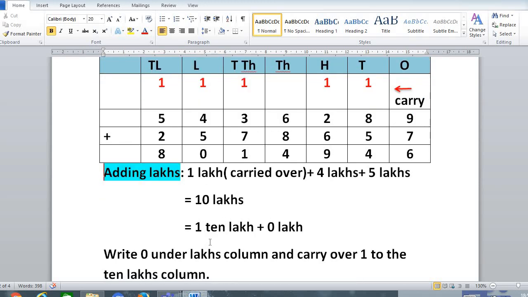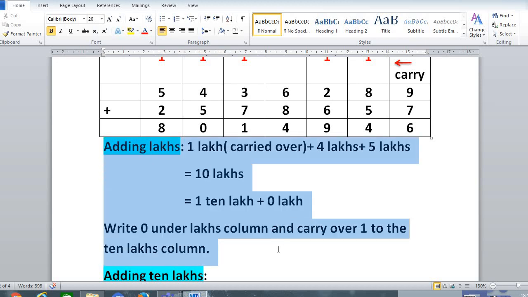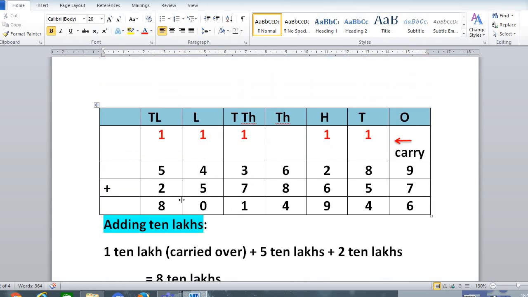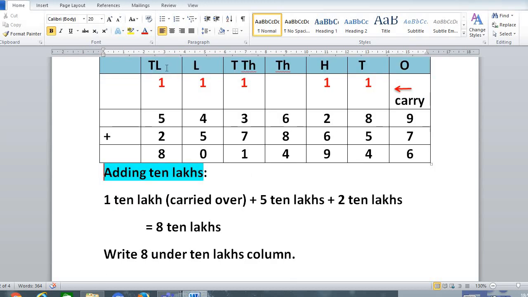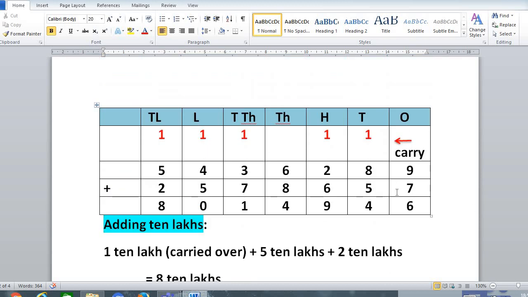We can write 10 lakhs like this. 10 lakhs means 1 ten lakh plus 0 lakh. So this 0 lakh, we write under the lakhs column, and this 1 ten lakh we carry over to the next column, that is the ten lakhs column. So now look at the ten lakhs column. This 1 ten lakh, that is carried over, plus 5 ten lakh plus 2 ten lakh is equal to 8 ten lakh. So write 8 here under the ten lakhs column. Fine. So this addition is with carryover.